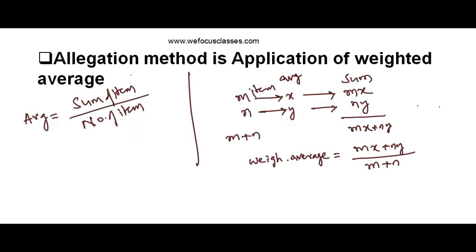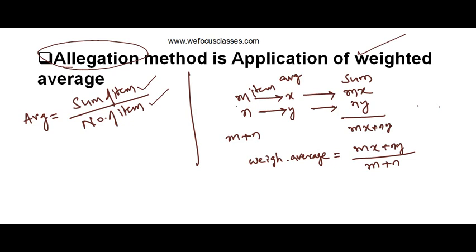So now in this session we are going to discuss allegation and mixture. First we'll see the meaning, the definition of allegation. Before going to that, recollect what an average is. Average is the sum of items divided by the number of items. Basically, whatever allegation we are going to study, this method is an application of weighted average. But what is weighted average?